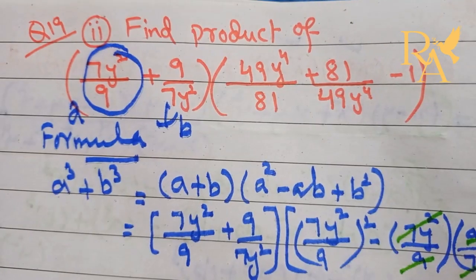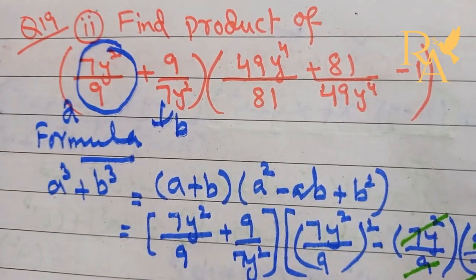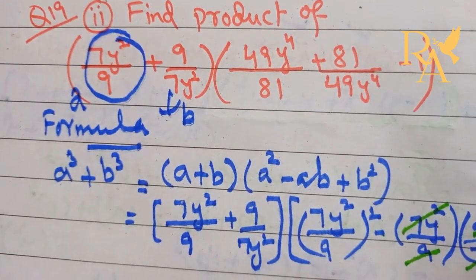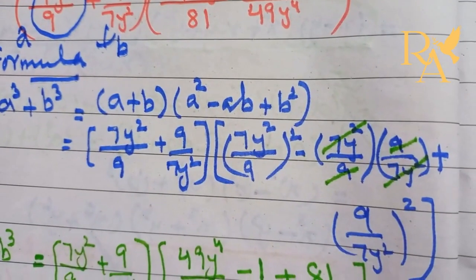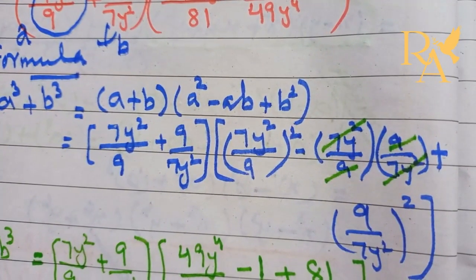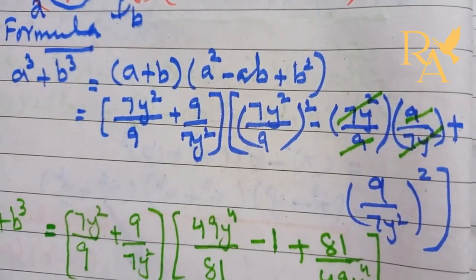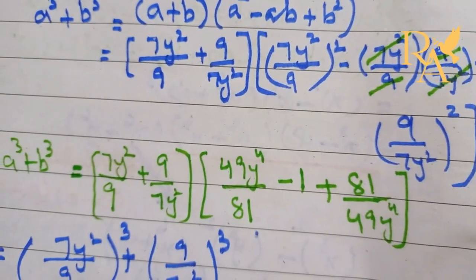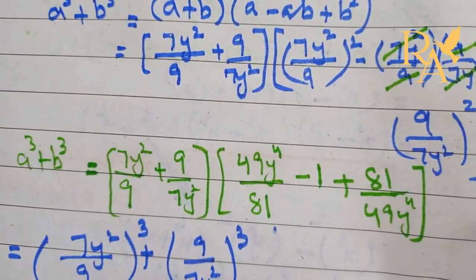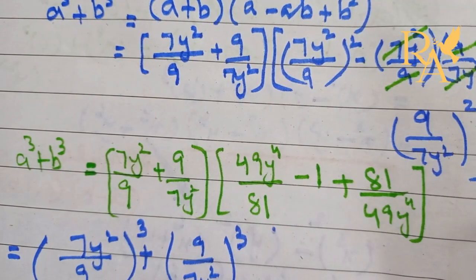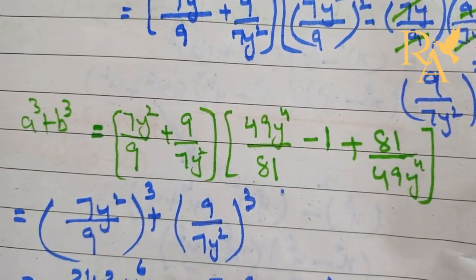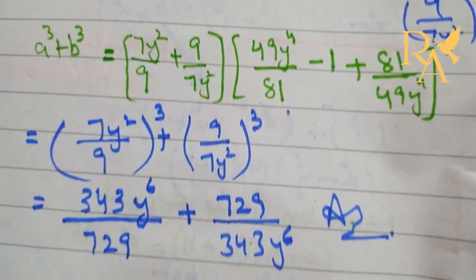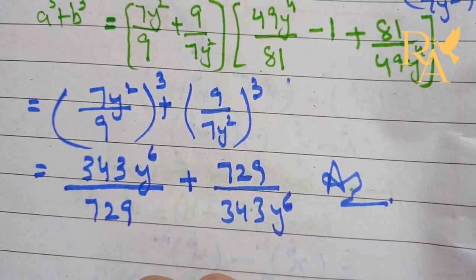For finding the product of the given equation, we use the formula A³ + B³. Then we put the values of A and B in the given formula. We get the answer in this shape, and this whole equation is equal to A³ + B³. By putting the values of A and B, we get this answer, and this is the required answer.